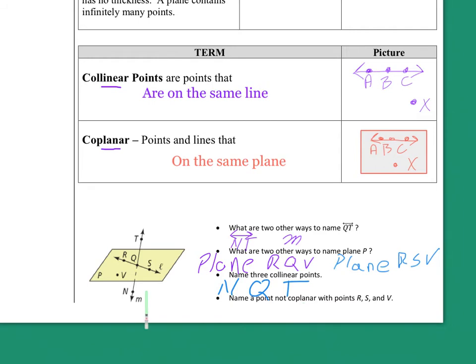S, and V. So a point that is not on this plane, well, this line here, line M, passes through the plane. That's kind of what these little dots behind mean, is it goes kind of perpendicular to the plane maybe. We'll get to what that is later. But we can pick any point on this line and it will be not coplanar with the points listed. So here I would just say that maybe point N is not coplanar with R, S, and V.